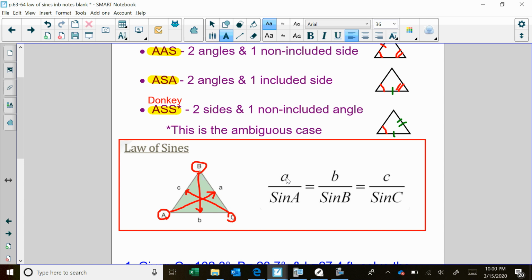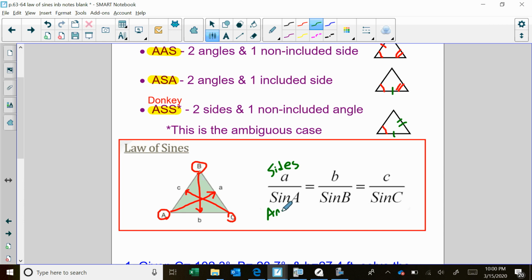As you start to look at the actual formula, the sides are what is written on top of each fraction. The small letters refer to the side lengths, and the angles will be on the bottom. And please note also that corresponding letters are on top of each other. So little a is on top of big A, little b is on top of big B, and little c is on top of big C. All right, let's get into a problem.